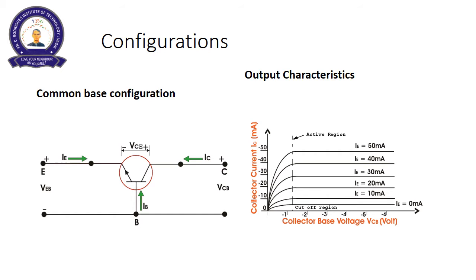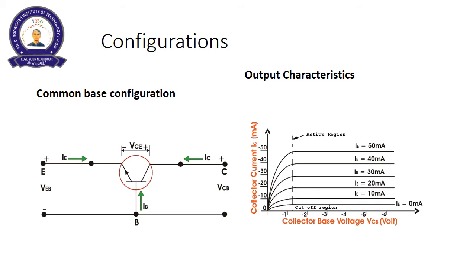And to plot the characteristic, we have to vary the voltage VCB so that we can measure the variations in the current and voltage across the collector to base terminal, and accordingly we can plot the output characteristics.